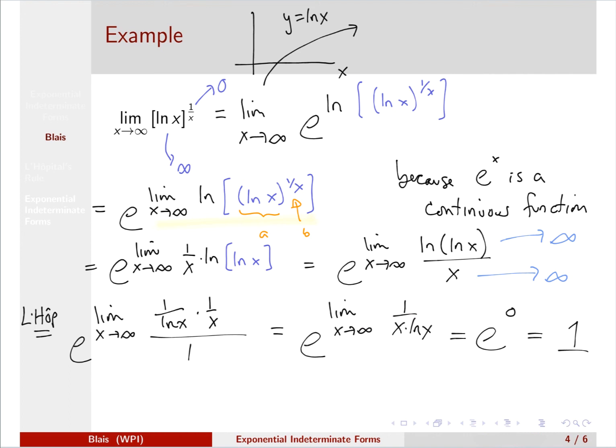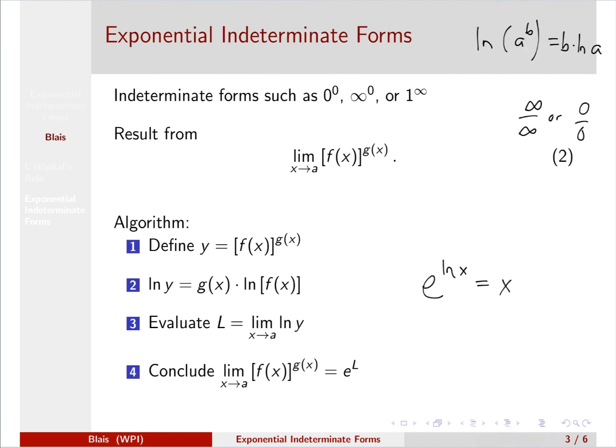And so this is really an illustration of how you use the natural log to change exponentiation into multiplication. And then that multiplication you rewrite as some kind of a division to get one of the two indeterminate forms for which L'Hopital's rule can be used.